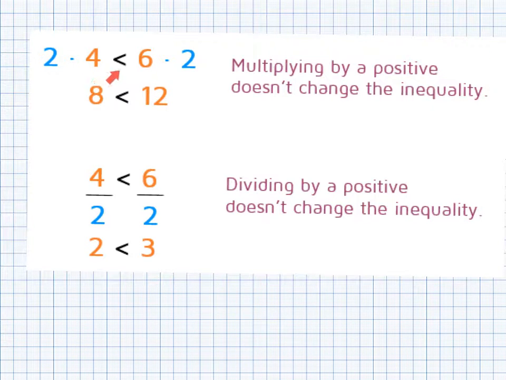So here's another example. We have 4 is less than 6, so we multiply by a positive, and that doesn't change the inequality. If I multiplied both sides by 2, I would end up with 8 is less than 12, and nothing changes about the inequality. If I divide by a positive, 4 is less than 6 divided by 2, I end up with 2 is less than 3, and nothing changes in the inequality.